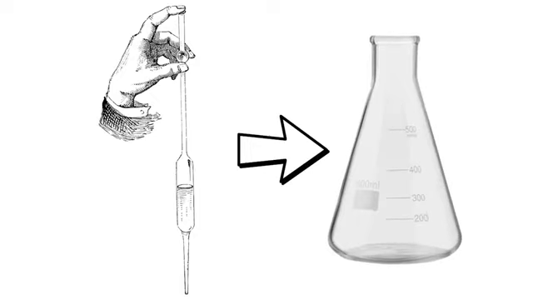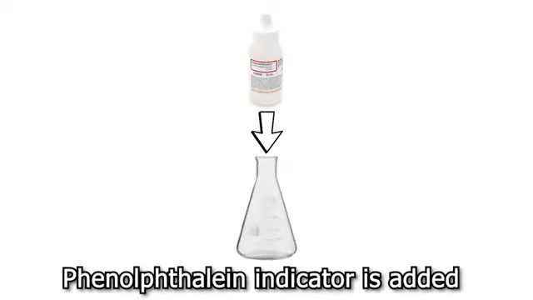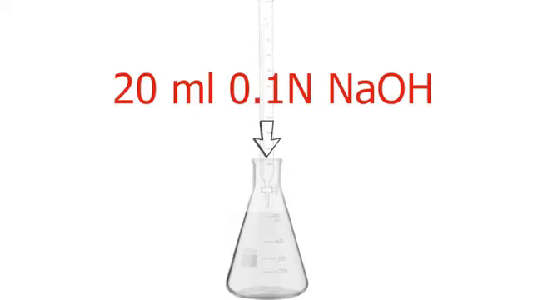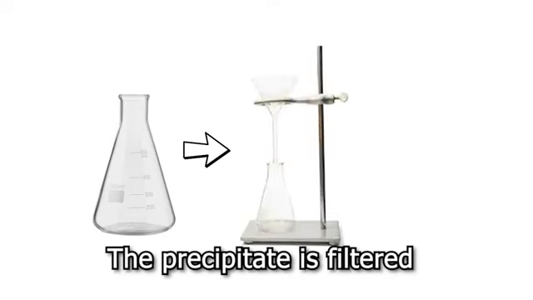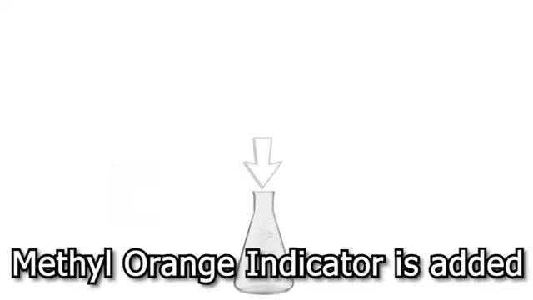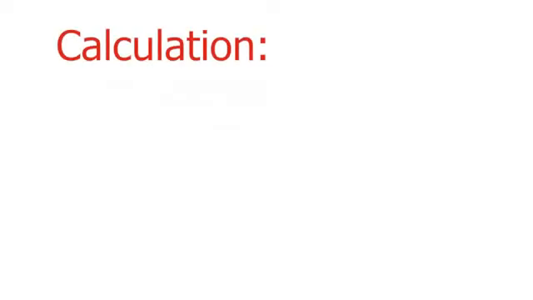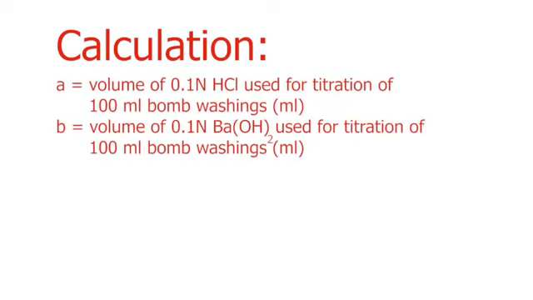The first titration is carried out against 0.1 normal barium hydroxide with phenolphthalein solution as indicator. 20 ml of 0.1 N sodium hydroxide is added and the barium sulfate precipitate is filtered. The next titration is carried out with 0.1 N hydrochloric acid with methyl orange as indicator. The calculation for acid correction test is done as shown.